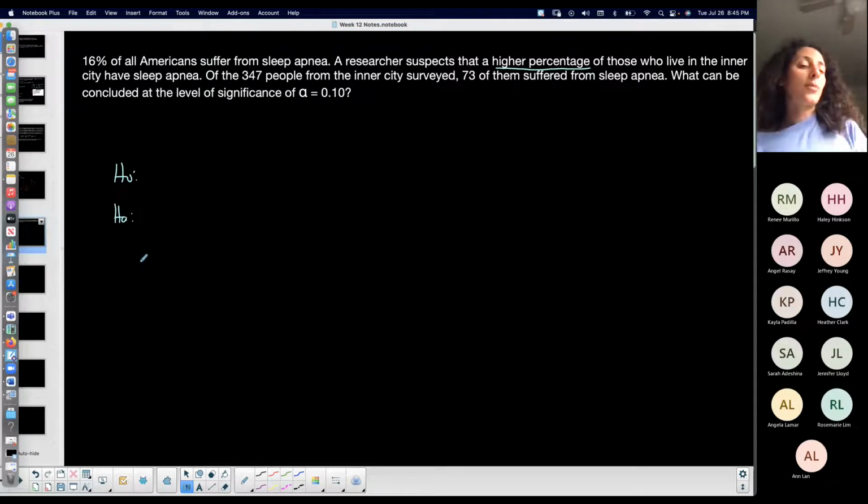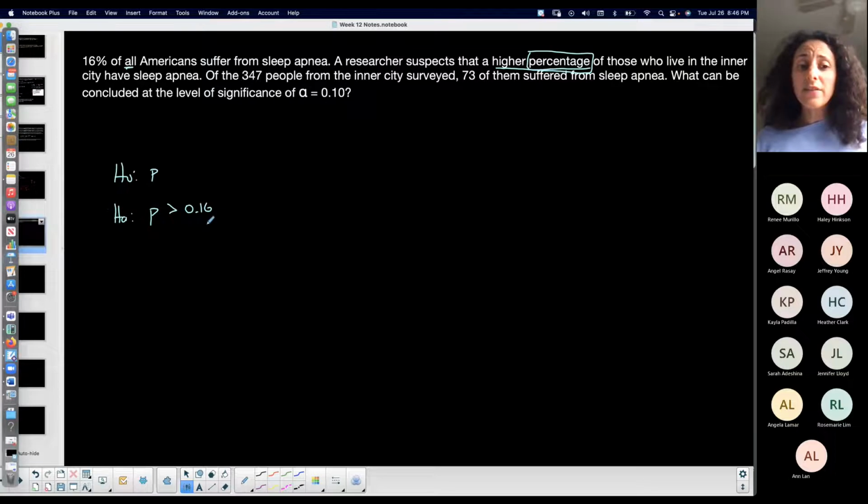Is it about a mean? Is it about a proportion? I boxed it. Proportion, because we're talking about a percentage, right? So this is P. And she said higher, which means more than. More than what? What number am I comparing it to? 16%. Is it higher than this for all Americans? Is P greater than 16%, so 0.16?